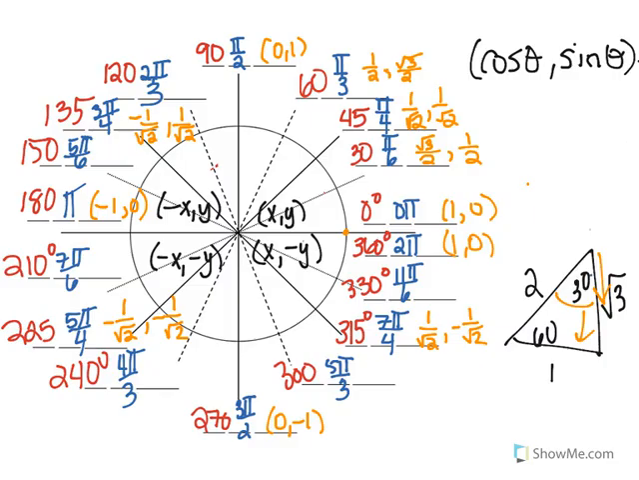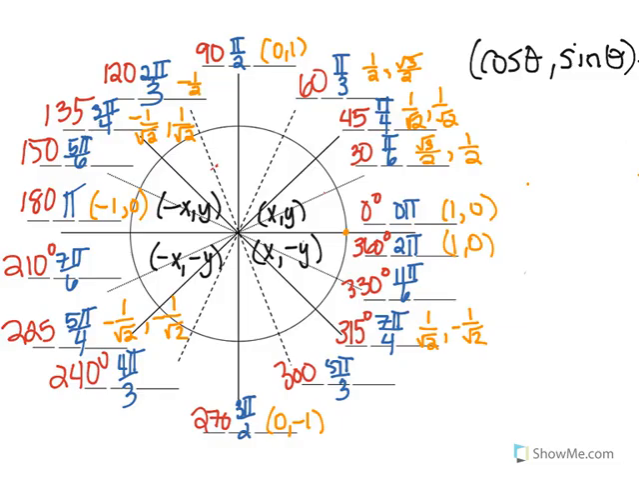And now we can fill in the rest of those points, again utilizing the fact that we know some of them will be negative. So 120 degrees is going to be negative 1/2 and root 3 over 2. And 150 degrees will be negative root 3 over 2 and positive 1/2. I want you to pause the video and try to fill in the remaining points for 30 degrees and 60 degrees.